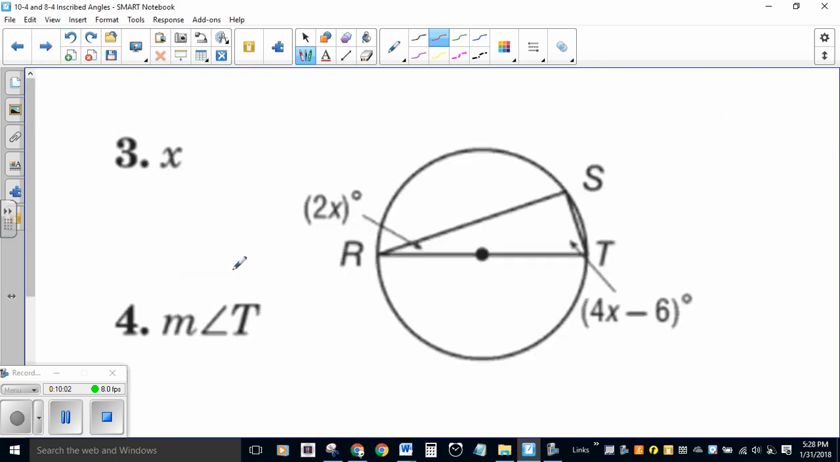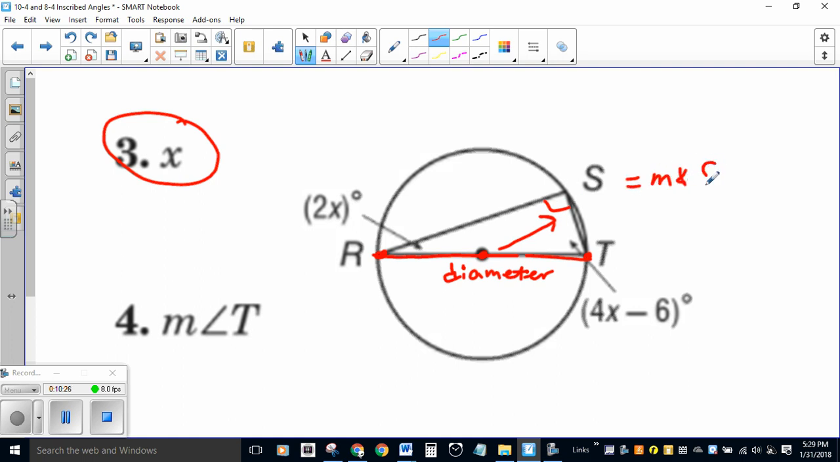All right, now number 3 is like number 1 and 2. So at first it says find x. Okay? Now, since here is my diameter, R, all the way across over to T, goes through the center of the circle, so that's my diameter. So opposite the diameter, which is angle S, is 90 degrees. So the measure of angle S is 90 degrees.